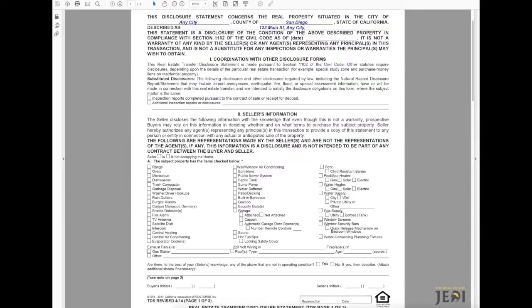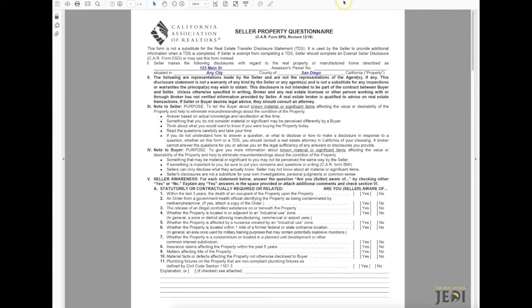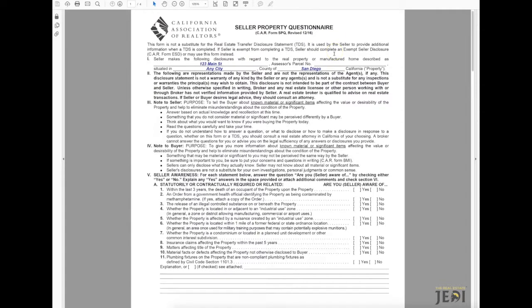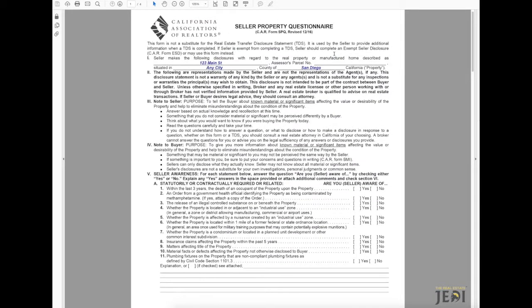Make sure you get all the signatures and the seller's initials as well. That's very important. Alrighty, moving on to the next one, the seller property questionnaire. Now, this one kind of overlaps some of the things you're going to see in the real estate transfer disclosure statement, but it is a different form too. And again, the point is, more than anything, making sure that you're covering everything there is to disclose.